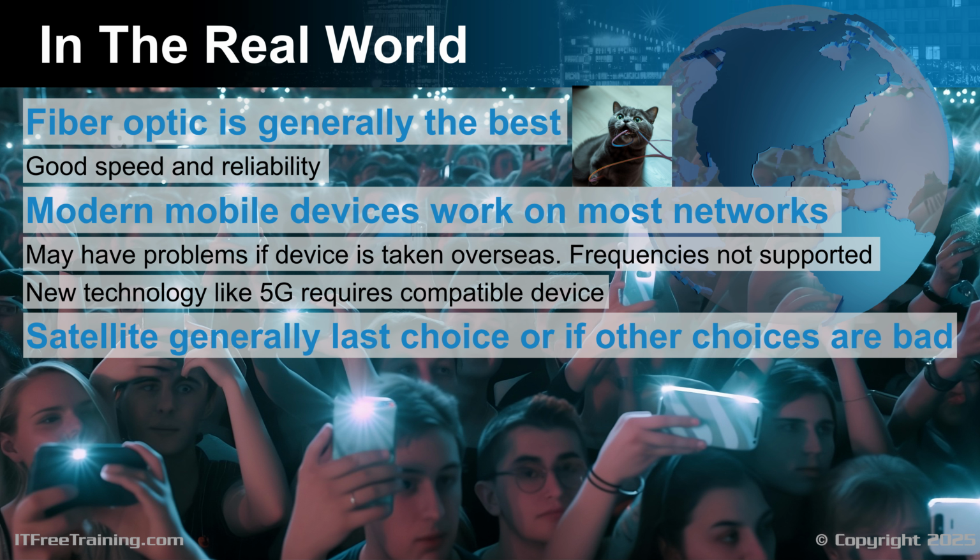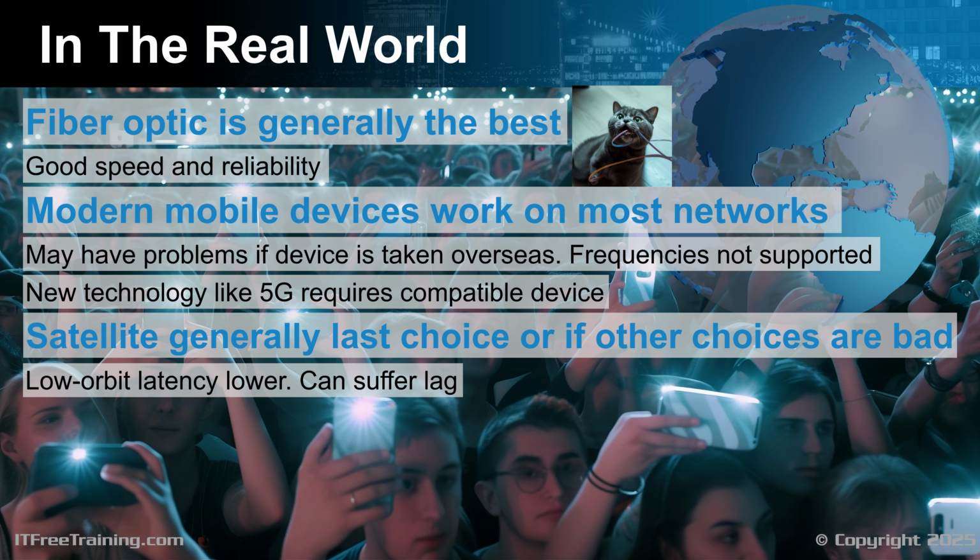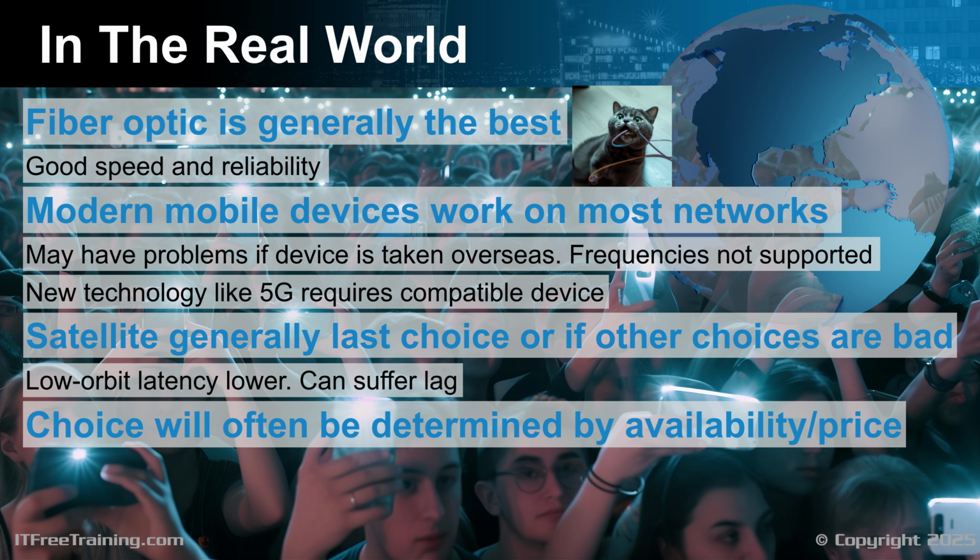Satellite is generally the last choice, or if the other choices are bad. Although the speed of satellite can be quite good, the latency is generally quite high. Low orbit satellites have better latency, but can still suffer from lag. If your dish, for whatever reason, has trouble connecting to the satellite, you will get lag. Satellite may work well for large amounts of data being transferred, like video streaming, but online gaming may struggle from time to time. Ultimately, your choice will be determined by availability and price.